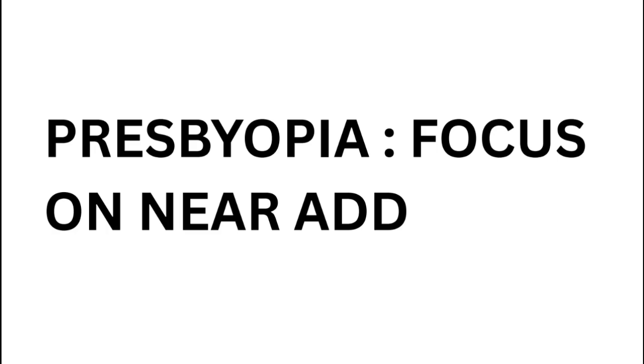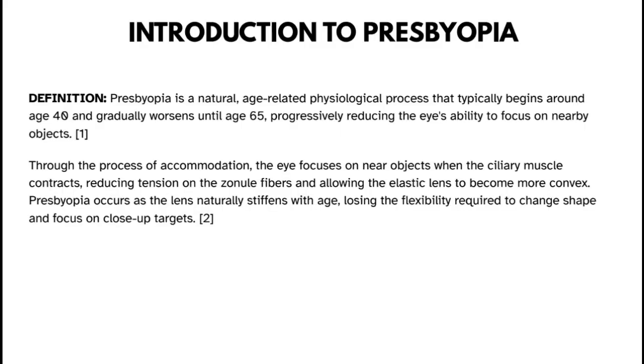So our topic for today is presbyopia, in which we are going to cover near addition methods. So as we all know, presbyopia is a physiological condition which occurs at around 40 years of age, and it is a gradual process that continues to worsen until the age of 65. Presbyopia is the gradual loss of the eye's ability to focus on nearby objects.